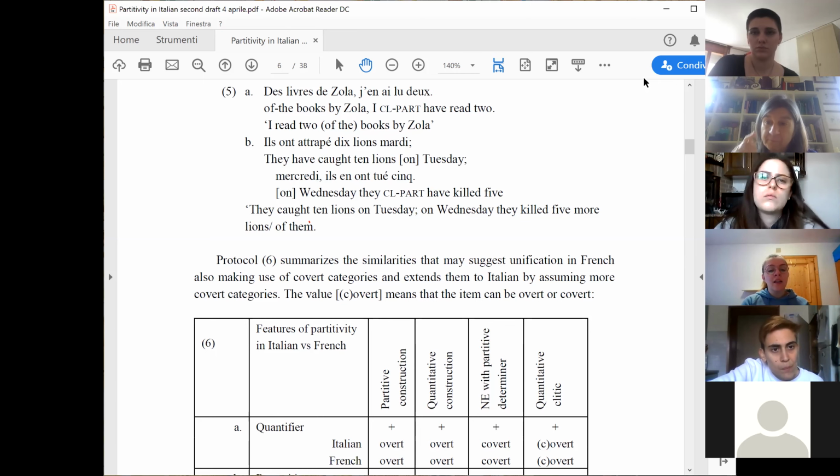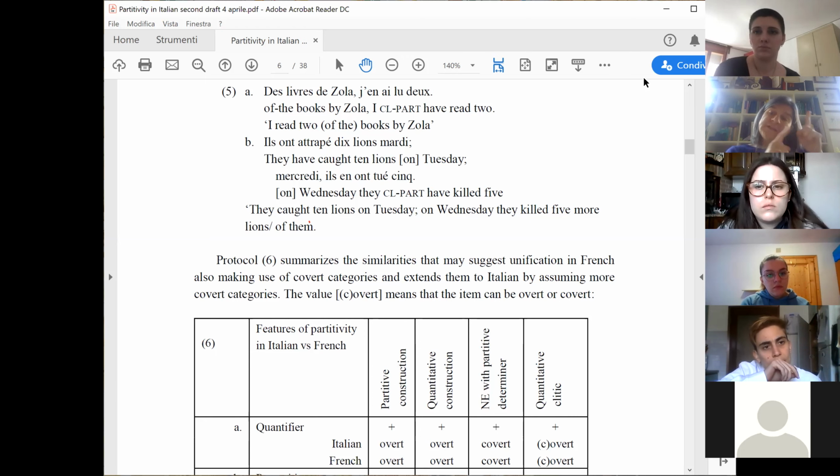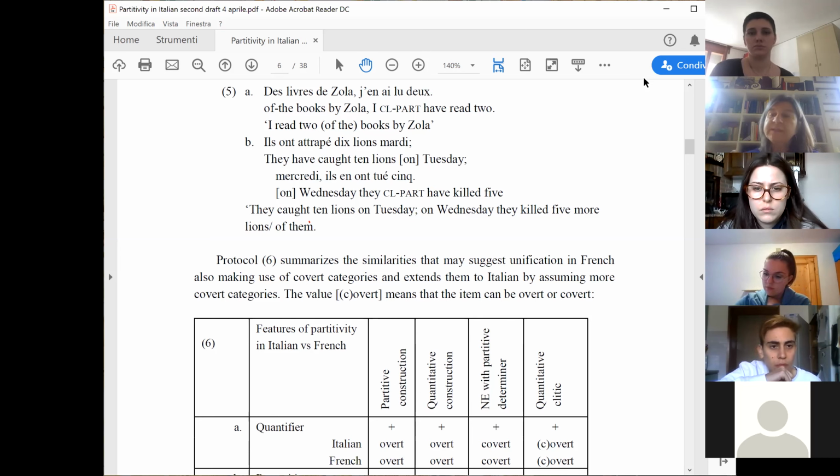And here, Milner notices that it's ambiguous whether they have killed 5 of the 10 lions that they have caught, or they caught 10 lions on Tuesday and they killed 5 other lions on Wednesday. For those of you who are Italian native speakers, what do you think for Italian?